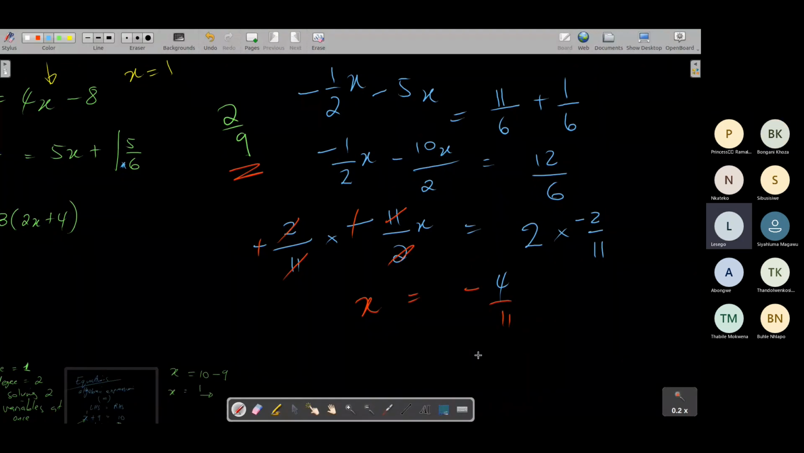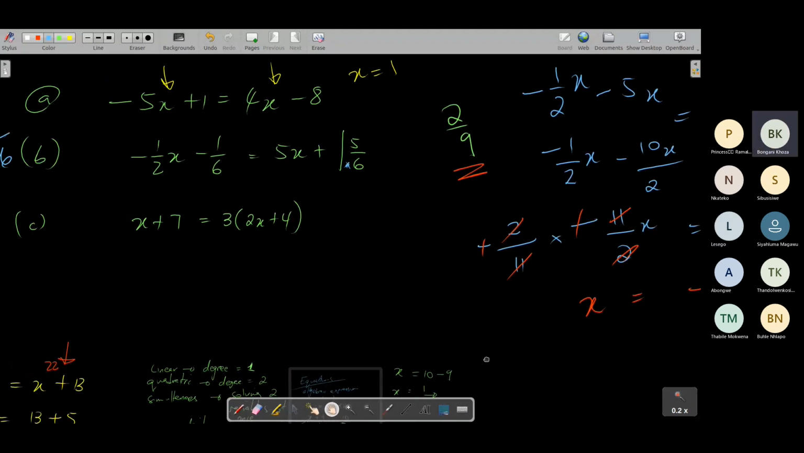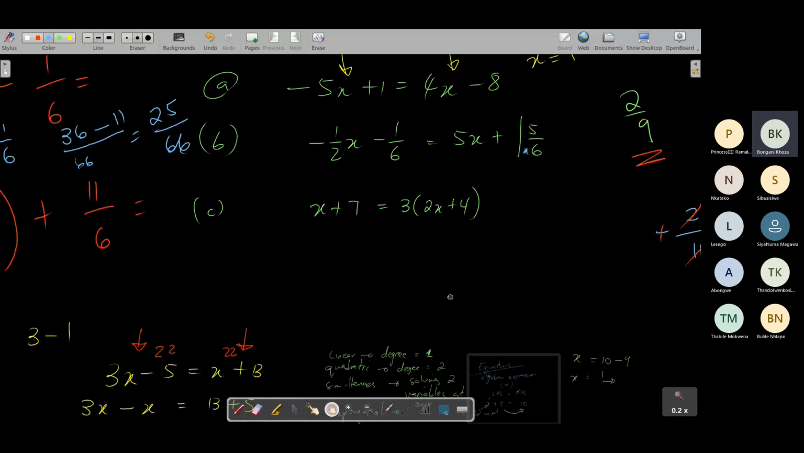All right. Now let's try using negative 4 over 11 as our answer and substitute into the original equation. Negative 4 over 11. Let's see.